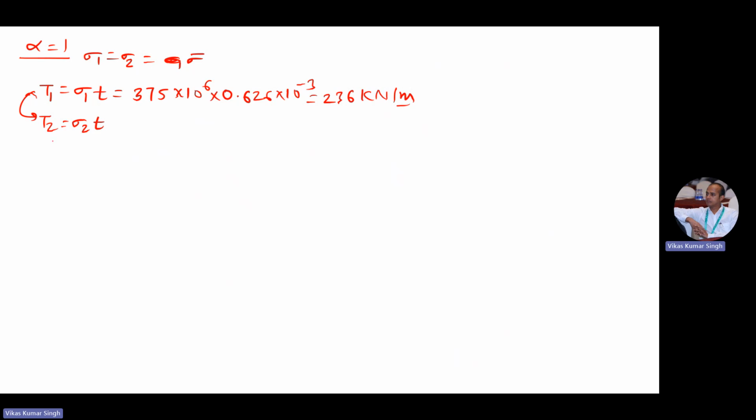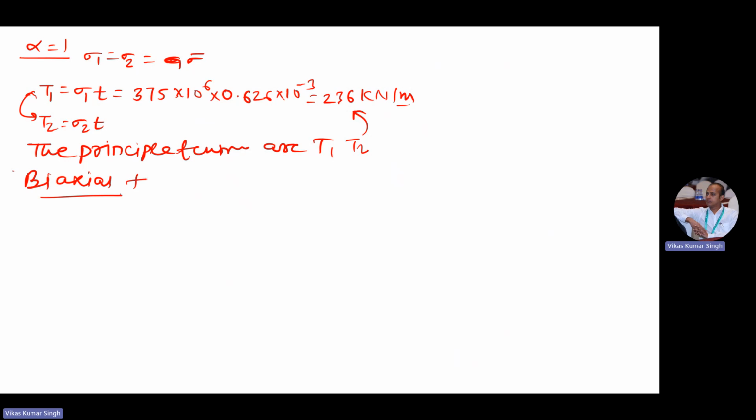So the principal tensions are T1 and T2, and these values are this much. Okay. Now for the plane strain, now we have calculated all this condition for biaxial tension. Okay, biaxial tension, all whatever we have calculated.